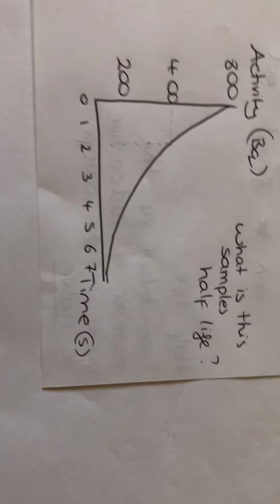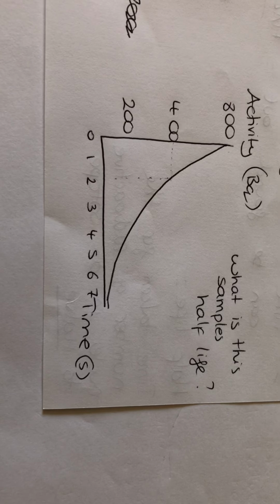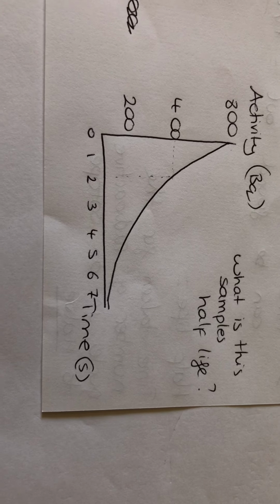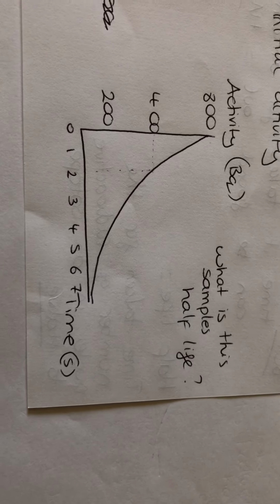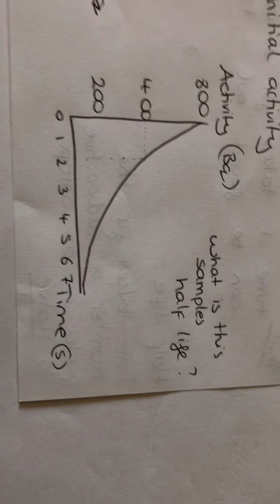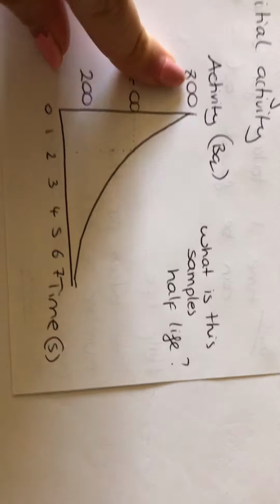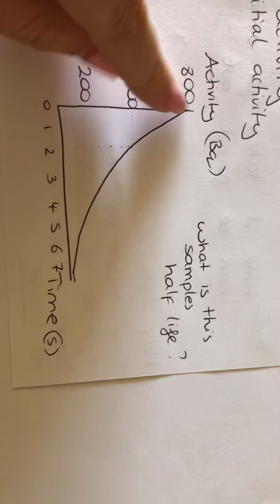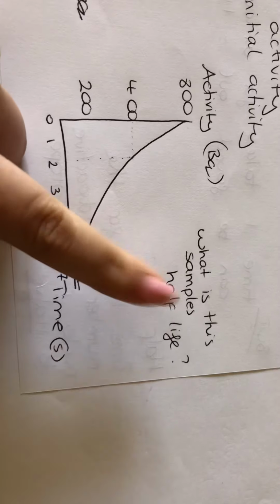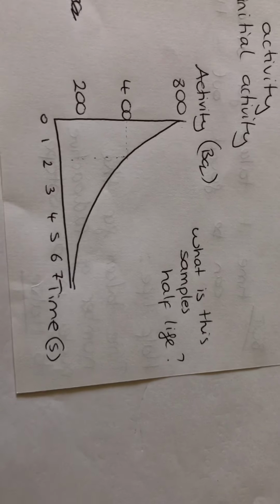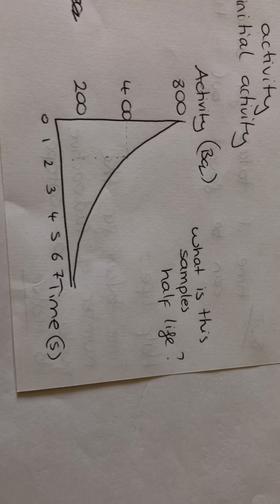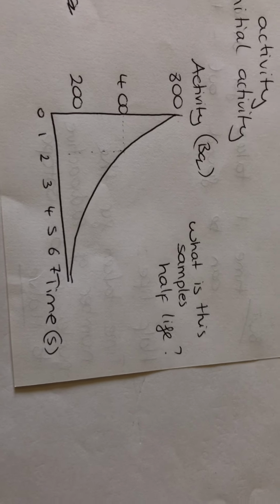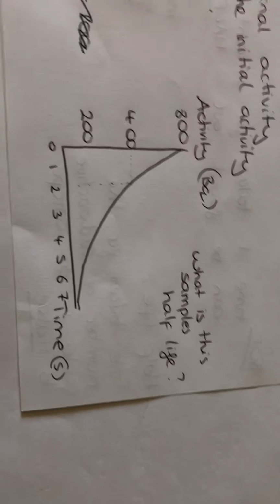Now, sometimes you will be given a graph, and you'll be given a graph that's absolutely better drawn than mine is. Sorry if you can hear that meowing, my cat's trying to get in the bedroom. So activity, you've got activity up here. This is our initial activity of 800. What is the sample's half-life? Remember, half-life is a time frame. Sometimes you're actually having to work out what a sample's half-life is.